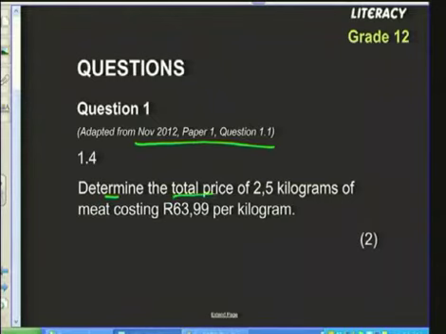Now my next question, let's change our color again, just some green, adapted from the same paper. Determine the total price of 2,5 kilograms of meat that costs $63.99 per kilogram. And this again is a ratio. Well, this is in actual fact a rate, but a rate is just a special ratio. So what do we know? And I always say, write out what we've been given first.